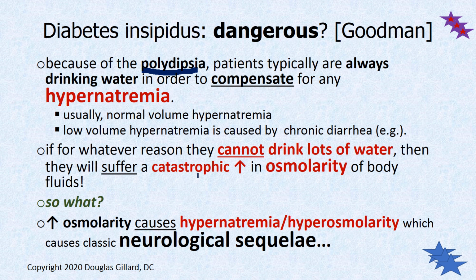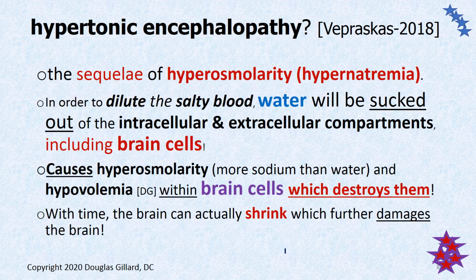So for whatever reason, if something's wrong with the thirst centers in the brain, or you're on a desert island and don't have availability to water, you're in big, big trouble. Because then you will develop hypernatremia, and that one can kill you, make you really, really sick because of the increased osmolarity of the body fluids. Increased osmolarity causes hypernatremia or hyperosmolarity or hyperosmolality, and it can result in neurological sequelae, specifically something called hypertonic encephalopathy.